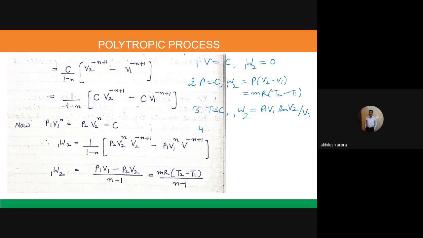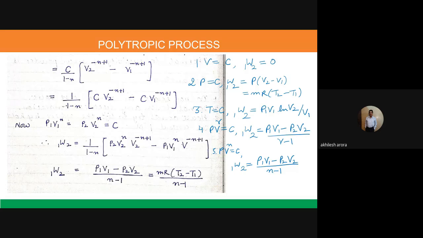The fourth one is reversible adiabatic process, PV raised to power gamma constant. In that particular case, the value of work transfer is equal to P1 V1 minus P2 V2 divided by gamma minus 1. And the last process is PV raised to power n is equal to constant. And in this particular case, the work is given by P1 V1 minus P2 V2 divided by n minus 1. So I hope this is clear to you. If you have any questions, you can ask me.